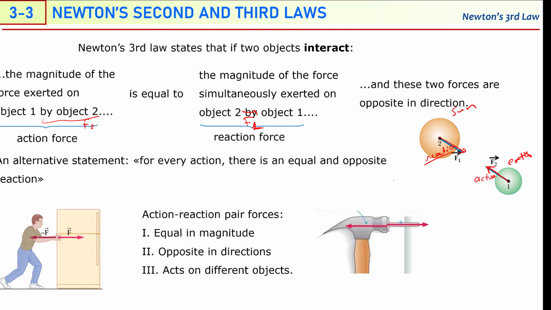One of them is a man pushing a fridge in the positive x direction. In this case, if you say that the action is on the fridge, the reaction will be on the man. So they are on different objects. Or when you use a hammer on a nail, if the action is on the nail, the reaction will be on the hammer. This is going to be the reaction. So don't forget, action-reaction forces can never be on the same object.